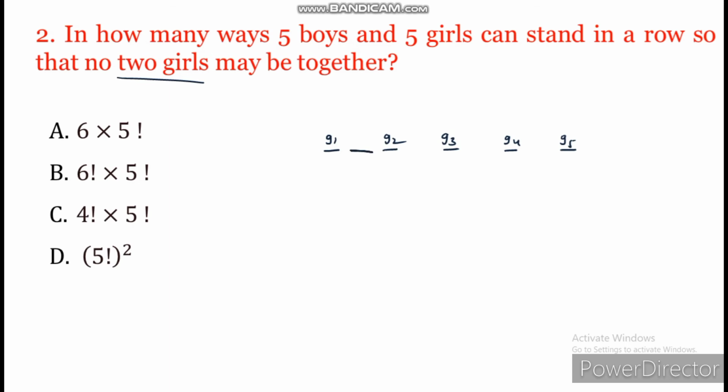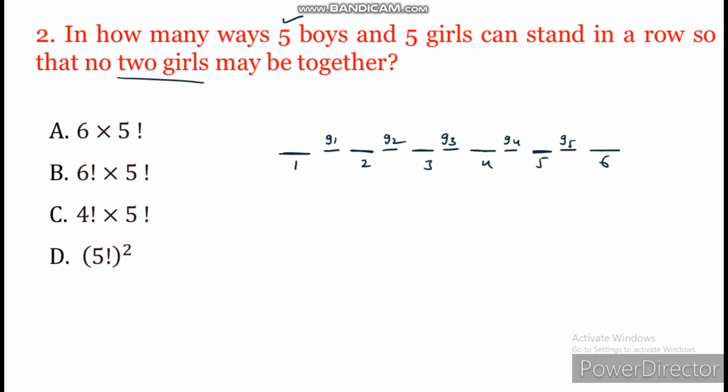See, between these 2 girls I have 1 place. Between these 2 I have 1 place. Between these 2 I have 1 place. Between these 2 I have 1 place. And I have 1 place here also, and 1 place here also. In these, how many places do you have? See here, 1, 2, 3, 4, 5, 6. In these 6 places, 5 boys will stand, so that alternate boys and girls are standing now.